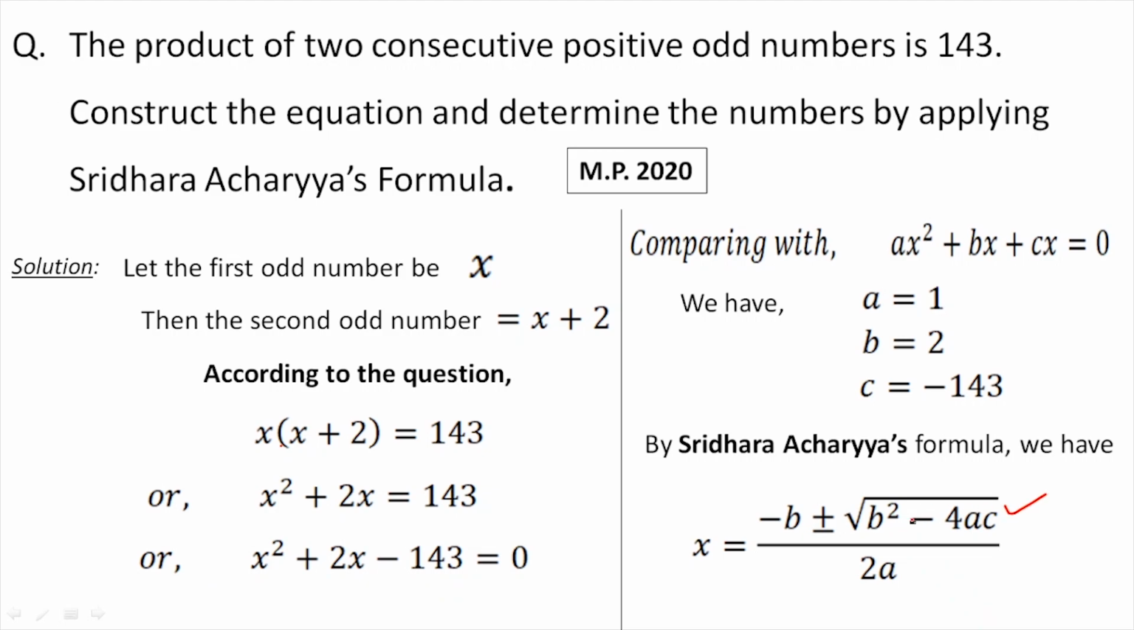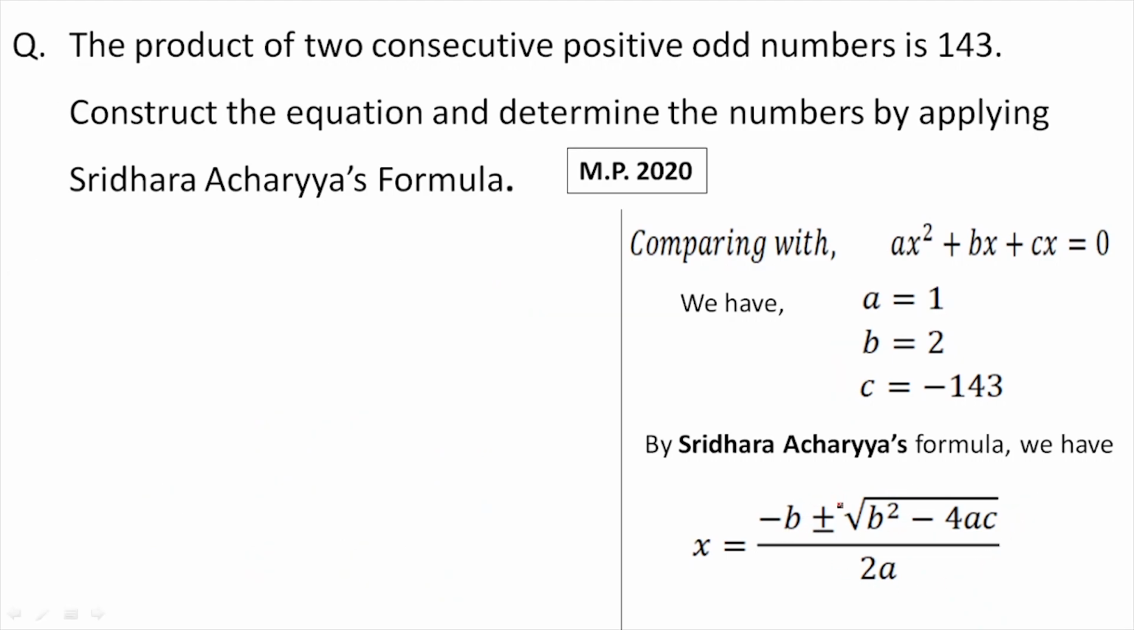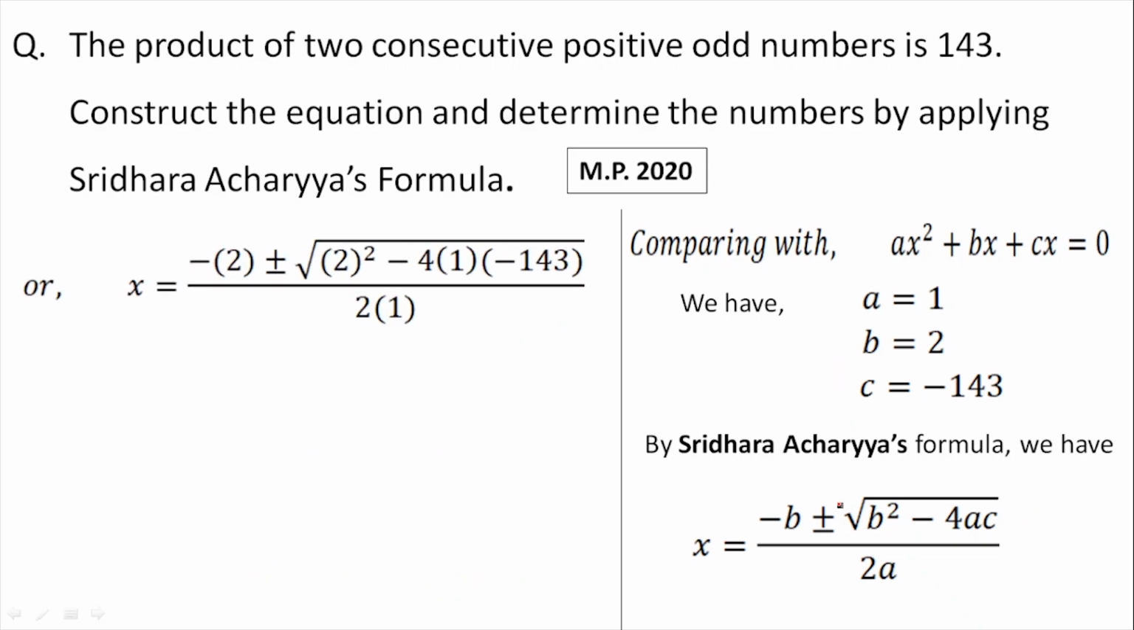So what we'll do now, we'll just replace the values of a, b and c. So what is a? A is 1, b is 2, c is minus 143. We'll try and put that in this formula. So what we'll get? x is equal to minus of b, which is 2, so b square, 2 square, 4, a is 1 and c is minus 143, divided by 2, a is 1.